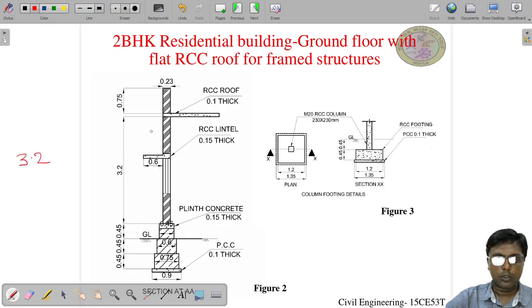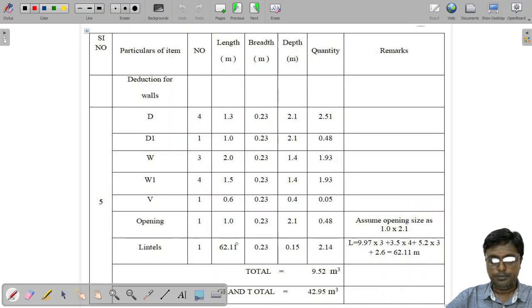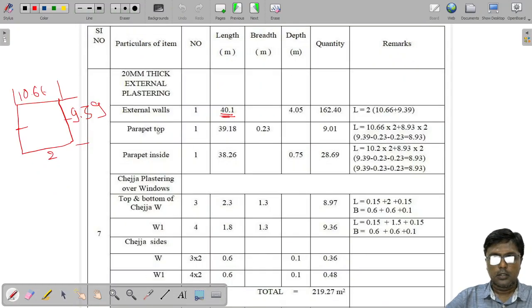3.2 is from here to here. Is it right? We are doing plastering from here to here, plus 0.1 of the slab, plus 0.1. Plus we have to do plastering for the parapet also, because they have seen. Plus 0.75, which becomes 4.05, and the quantity is 162.40 meter square. Please remember, meter square. The breadth column is empty here.